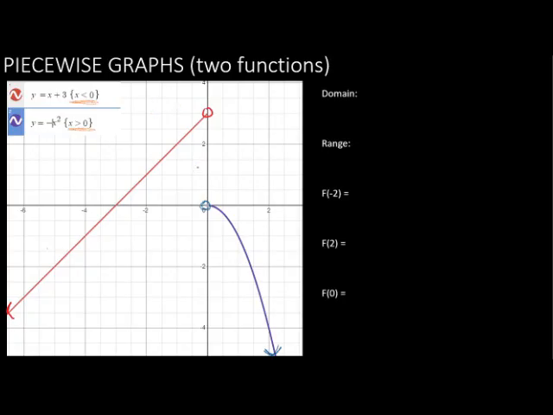Now to find the domain, let's look along the x-axis. On the left side of the x-axis, we have a left arrow. That left arrow, as we know, symbolizes negative infinity. On the right side, for the blue function, we also have a right arrow. We know right arrows symbolize positive infinity.